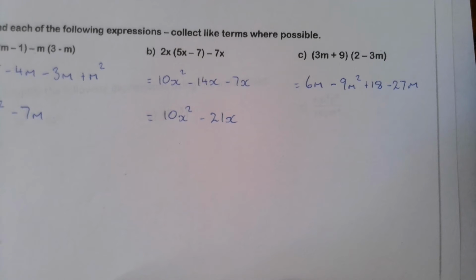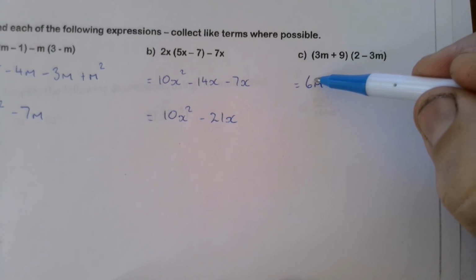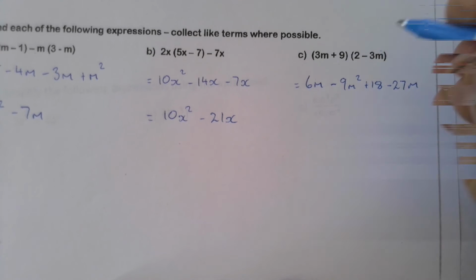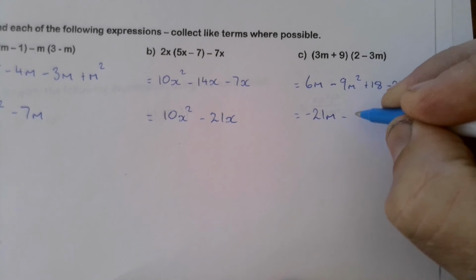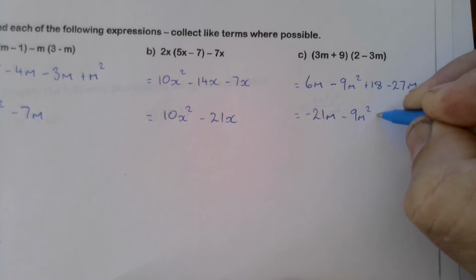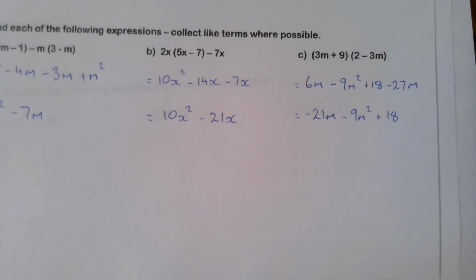Let's collect up our like terms. So if I take 6m's and I subtract 27m's, I've got negative 21m's. I've got minus 9m squareds, and I've got 18.